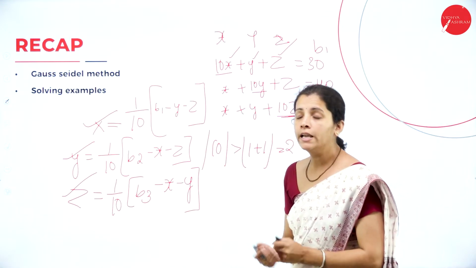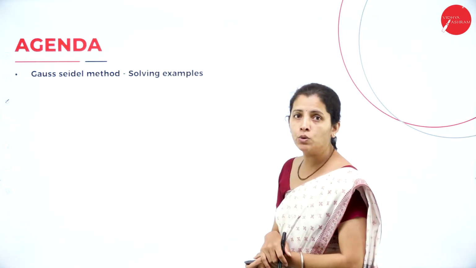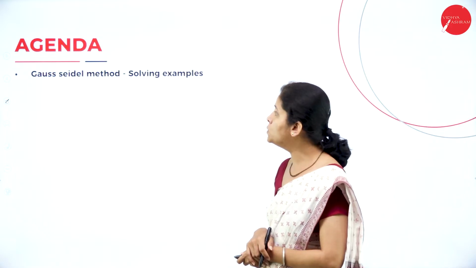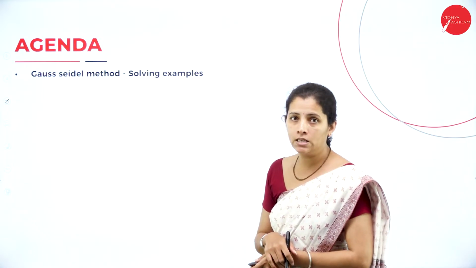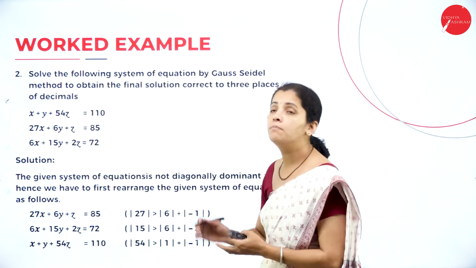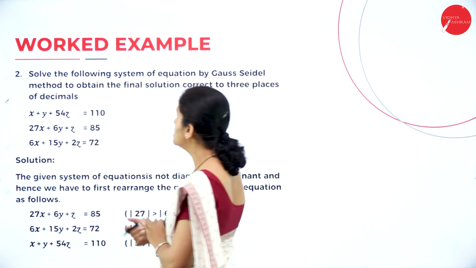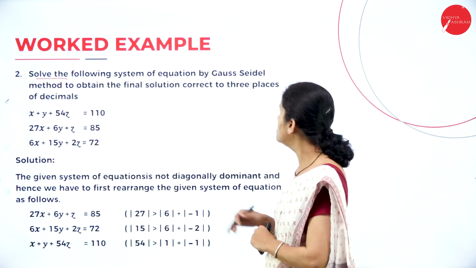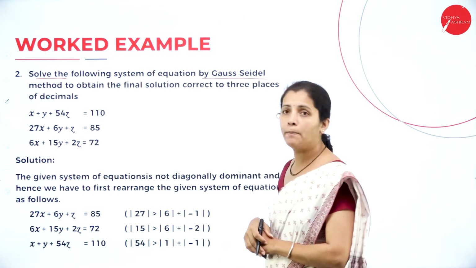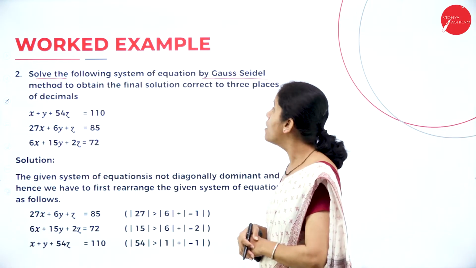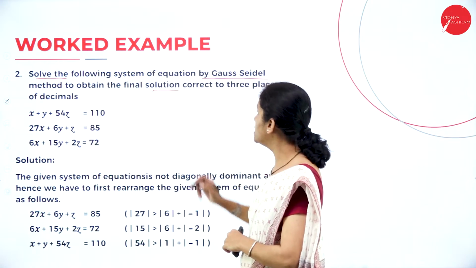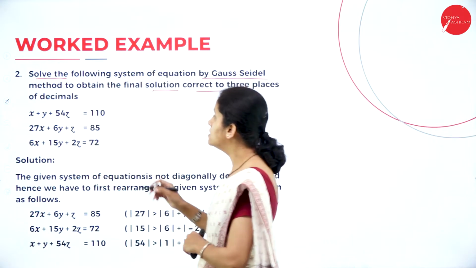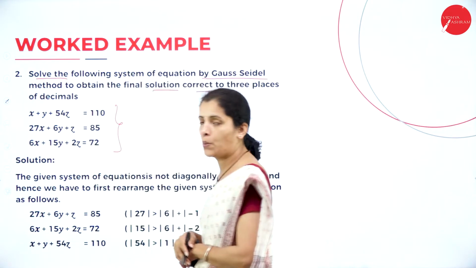So dear student, in my today's session, I'm going to once again solve some example problems by using Gauss-Seidel method. Now let me consider my second problem, that is, solve the following system of equation by Gauss-Seidel method to obtain the final solution correct to 3 places of decimals, and this is my system of equation.